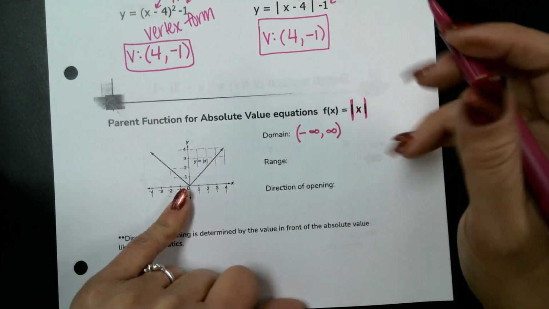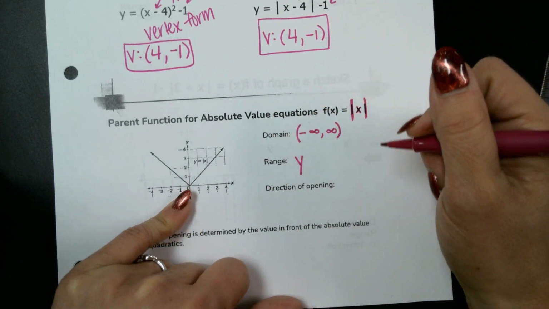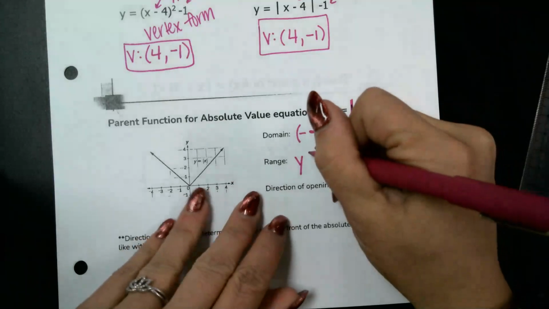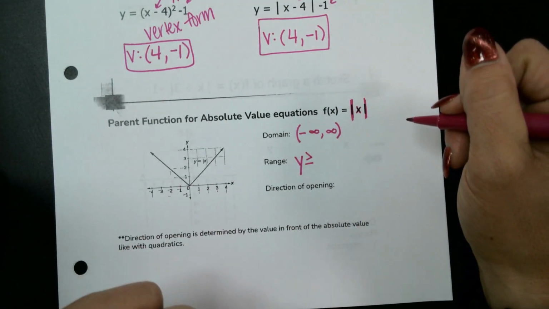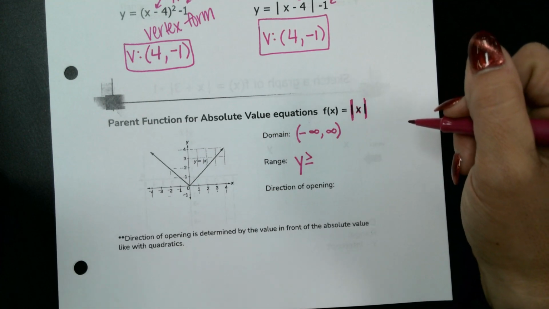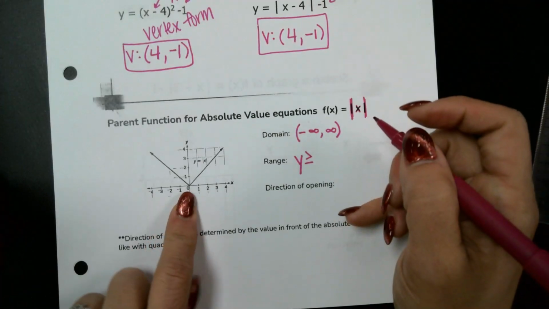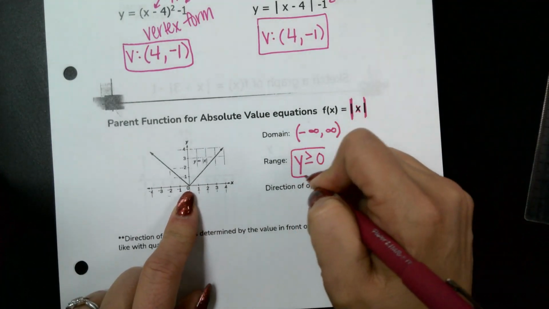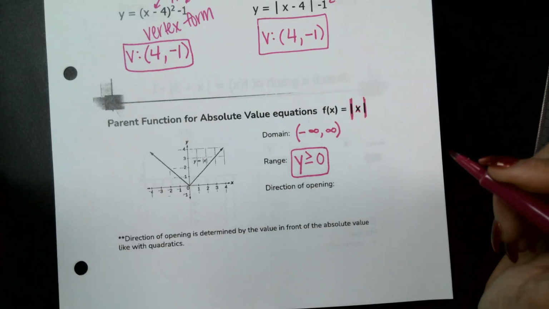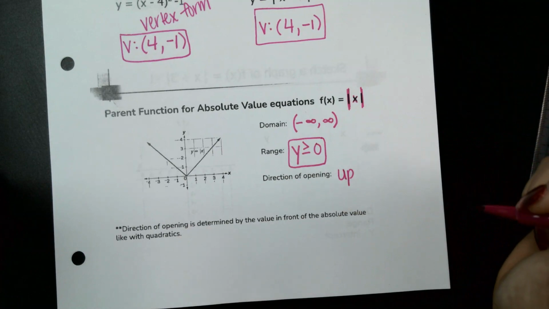Now your range, remember with quadratics, the range, we'd always put the letter y. And if it was facing up, what did we use? Greater than or equal to. If it were facing down, what would we do? Less than or equal. Same thing is true with absolute value. It is facing up. This V is facing up, so we're going to put greater than or equal. And then what's that low point? 0. It's the 0. And which way was this opening up? It was opening up.